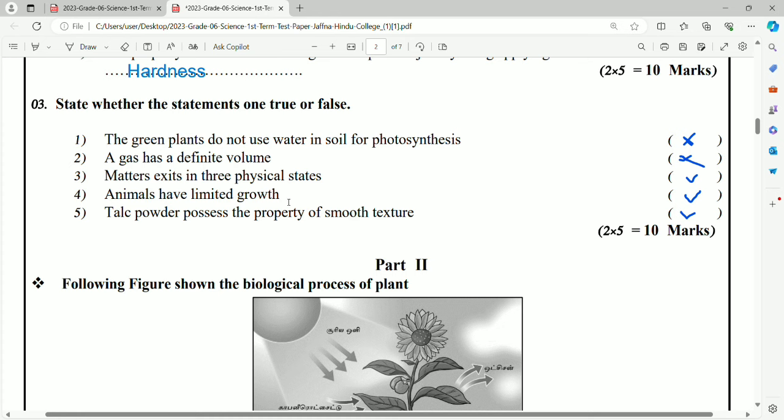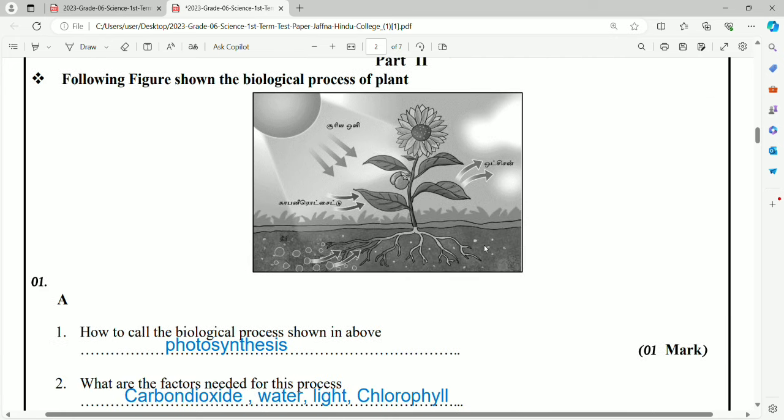But if we take the plant, their growth is unlimited. Talc powder possesses a property of smooth texture. For the smooth texture, we have coal, cotton, and clay. So talc powder possesses the smooth structure. This statement is correct.